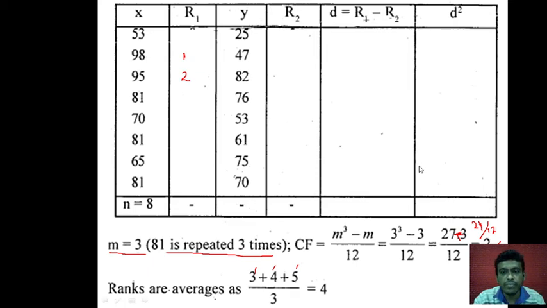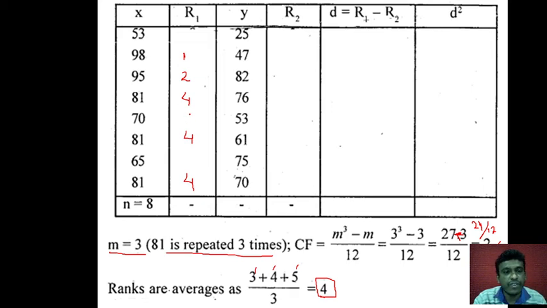So third, fourth, fifth. So 3 plus 4 plus 5 divided by 3, that is nothing but 3 plus 4, 7, 7 plus 5 is 12, 12 divided by 3 is 4. So the average rank you are getting is 4. So what I will give is fourth rank for all of these. Third, fourth, fifth is already over. Instead of that I have given fourth, fourth, fourth, an average rank. Okay, the next one is sixth rank.